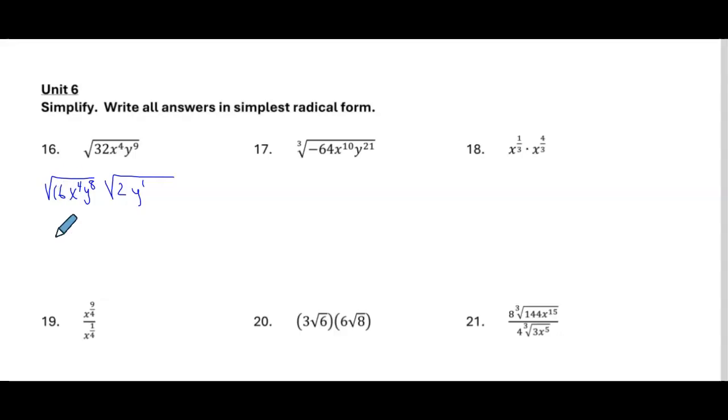Okay, so square root 16 is 4. Divide your variable powers by 2, you get x squared and y 4, and then the extra square root is 2y. Okay, so that's the first one.